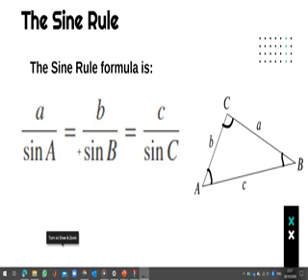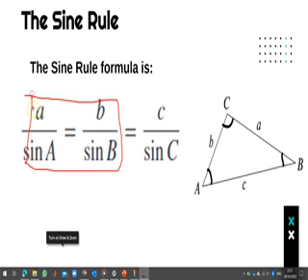In order to find the missing angle or the missing side, the sine rule formula is given by a over sine A is equal to b over sine B, which is also equal to c over sine C. So in order to do your calculation, you can use these two if, let's say, you want to find one of the parameters which is not given. Let's say you want to find the value of a or the value of b or angle A or angle B. So you can use just these two.